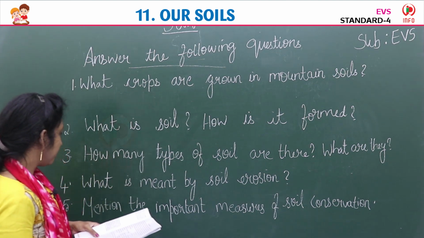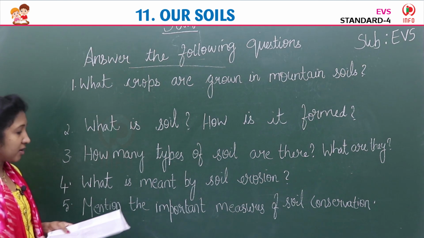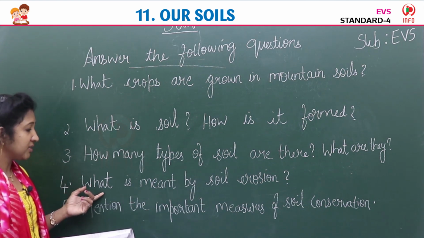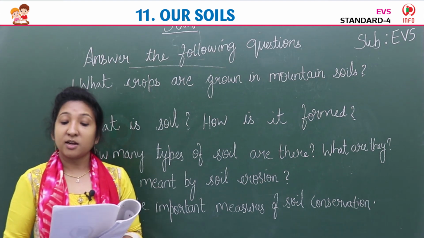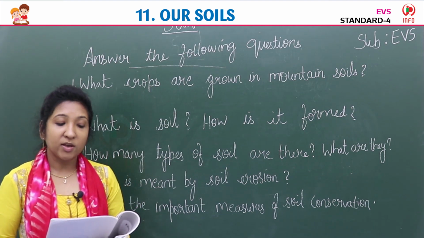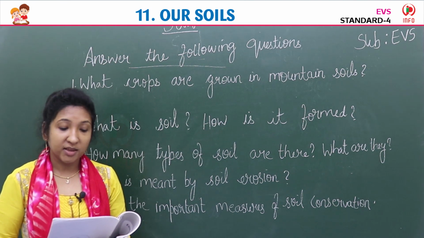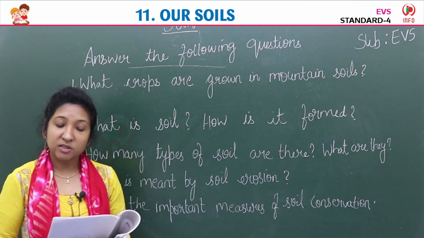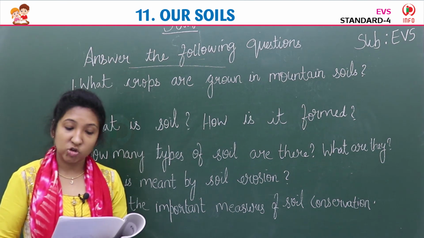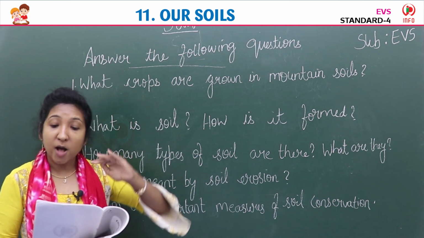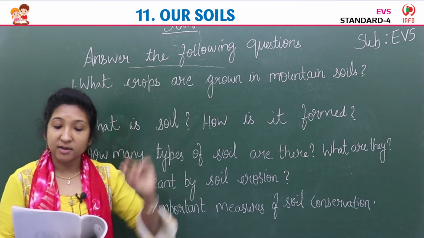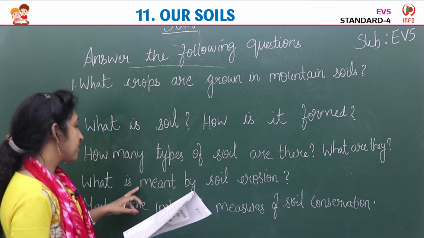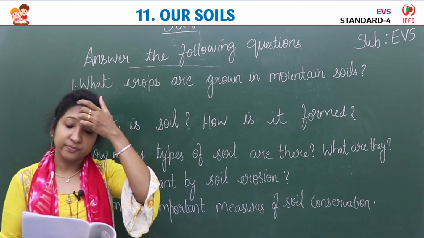Now, what is meant by soil erosion? Our fourth question is, what is meant by soil erosion? The removal of topsoil by the action of wind or water is known as soil erosion.